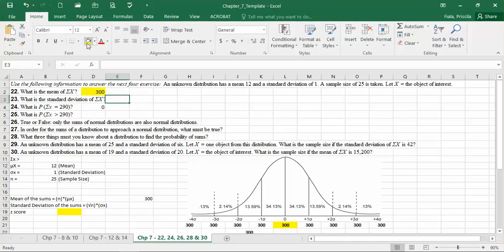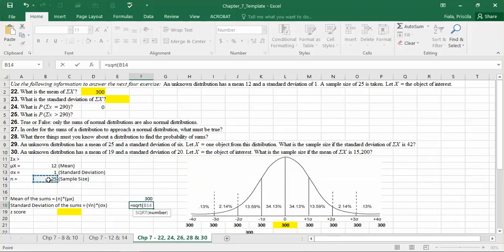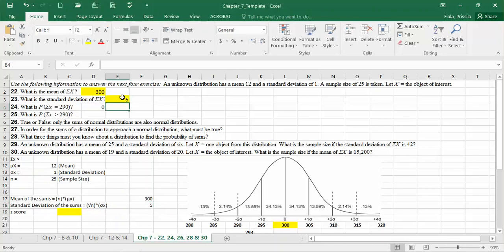Okay, so now we're gonna do what is the standard deviation of the sum of the values. So the standard deviation, as we have done before, is gonna be the square root of the sample size times the standard deviation. So the square root of the sample size times the standard deviation, which is 5. So my standard deviation of the sum of the values is 5.